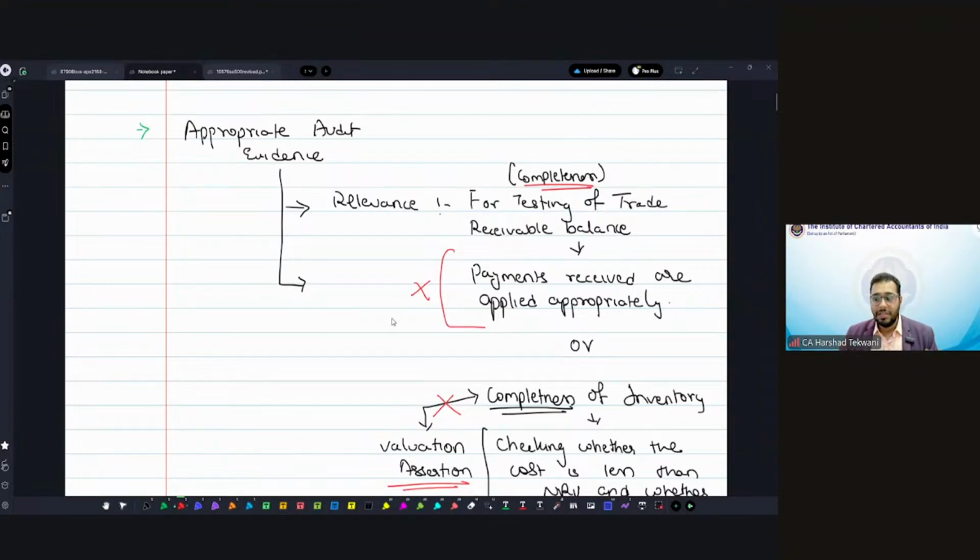That's the main part of relevance. Relevance means it should provide a logical connection with the purpose of the audit. When I talk about relevance, it is nothing but the logical connection with the purpose of audit.